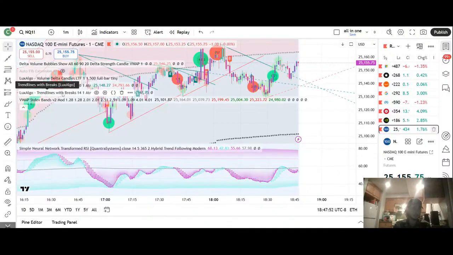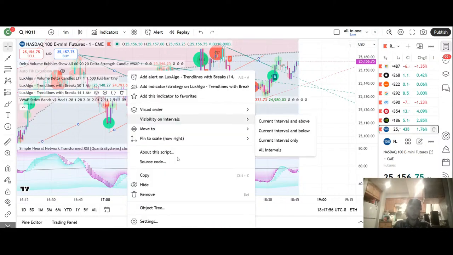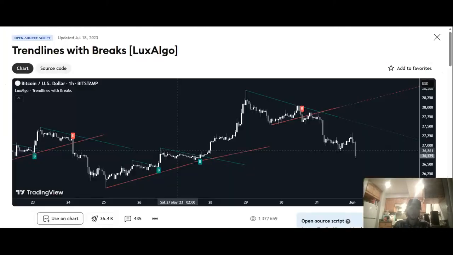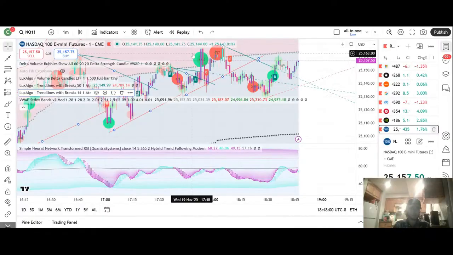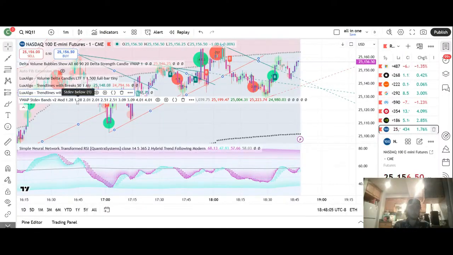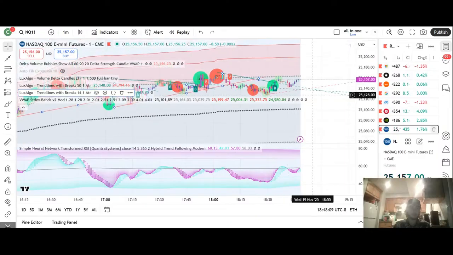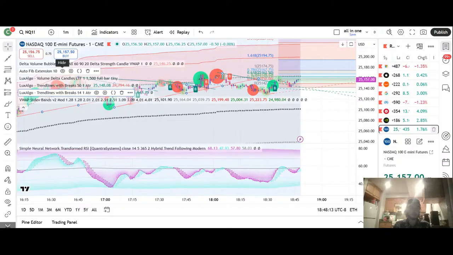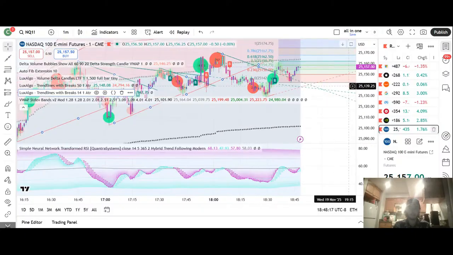We have the trend lines with breaks. This is from LuxAlgo. This is how it looks. This is the code. Then here, VWAP standard deviation bands, V2, these things. Auto fib can also be added in here. I don't love the Fibonaccis, but it's also a good one.